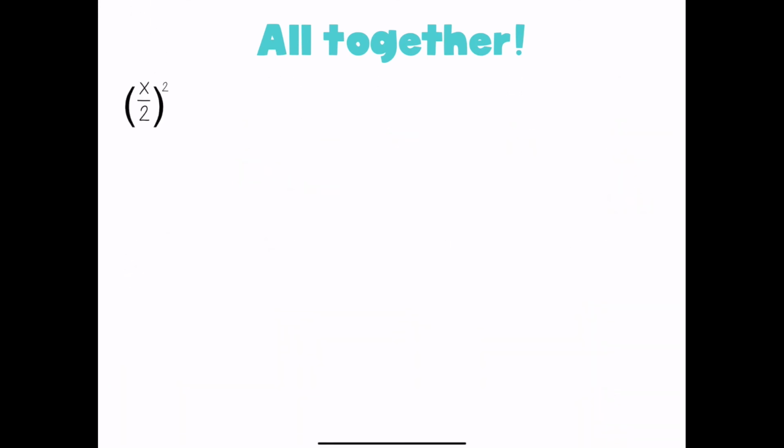Next, that 2 goes on both pieces. So let's go ahead and write that out. I do know I can simplify 2 squared and make it 4. And that's as far as I needed to go. Boom. Anything to the 0 power is 1. I like that one.